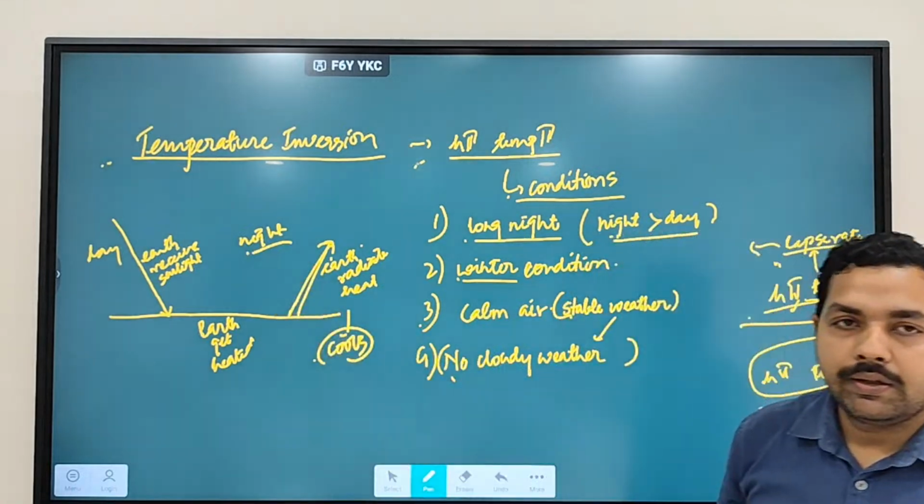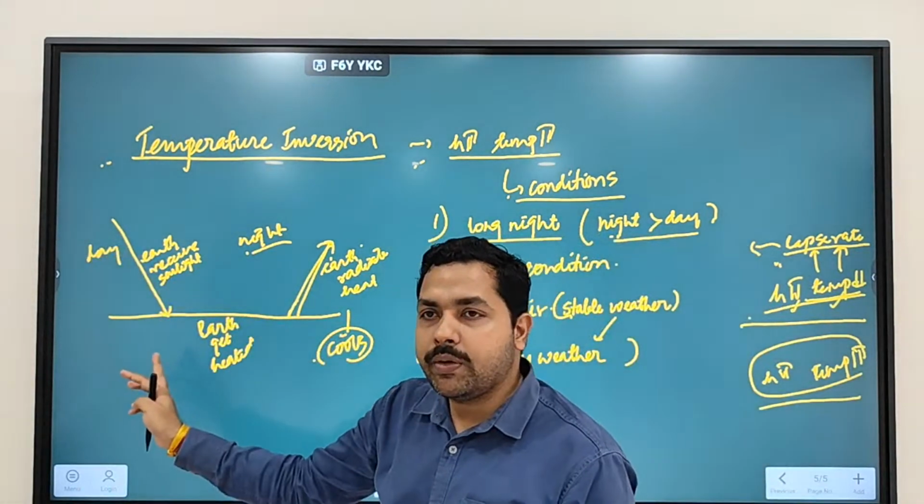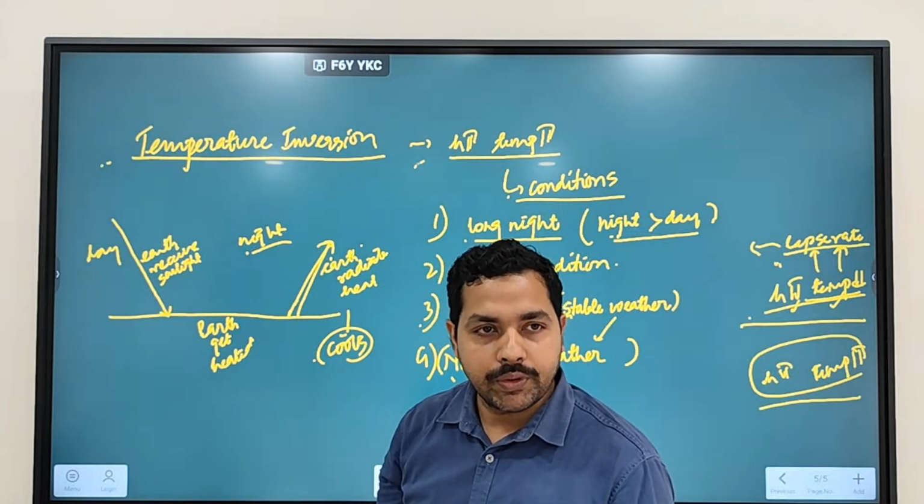Fine. So during the daytime, Earth is receiving heat, and that's why Earth is getting heated. And during the night time, Earth is cooling down because it is radiating heat. Now, if Earth sufficiently cools down, if long nights are there, what does it mean? That during the daytime you are not receiving much heat, during the night time you are radiating much heat, and as a result you will cool down.